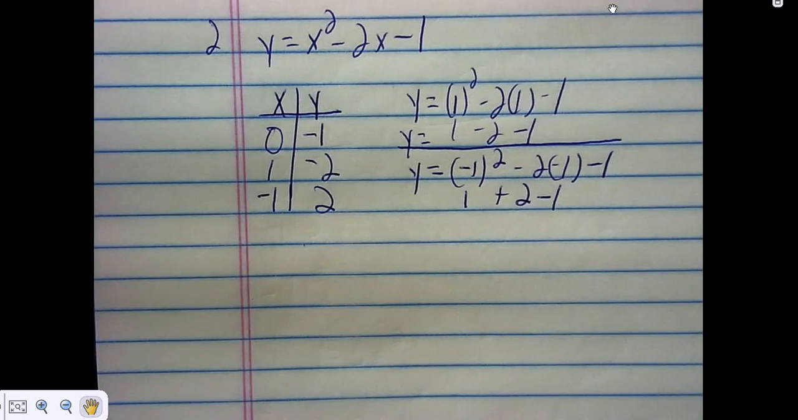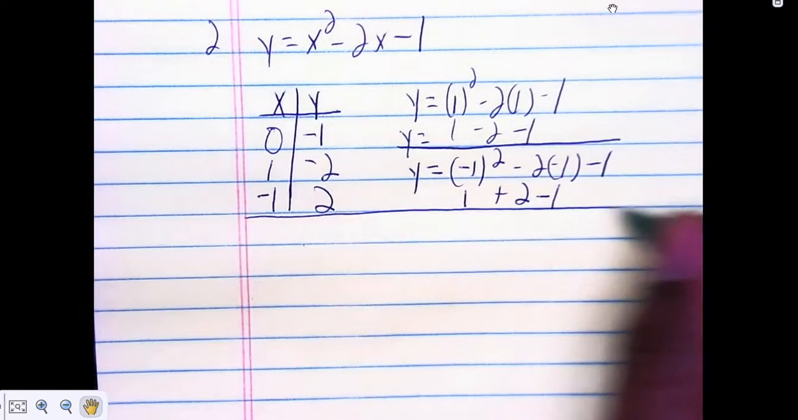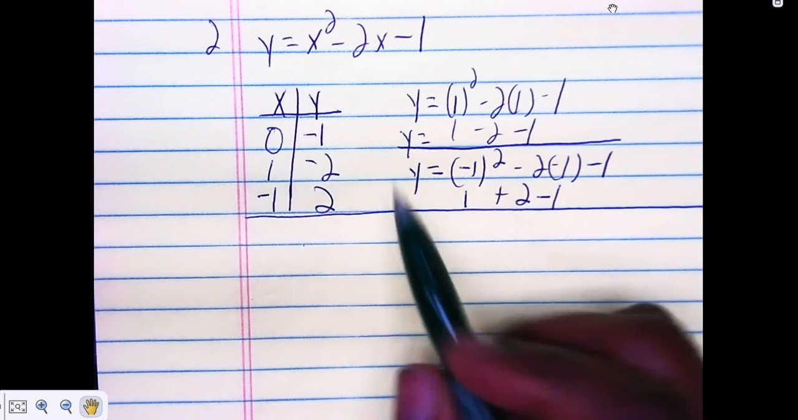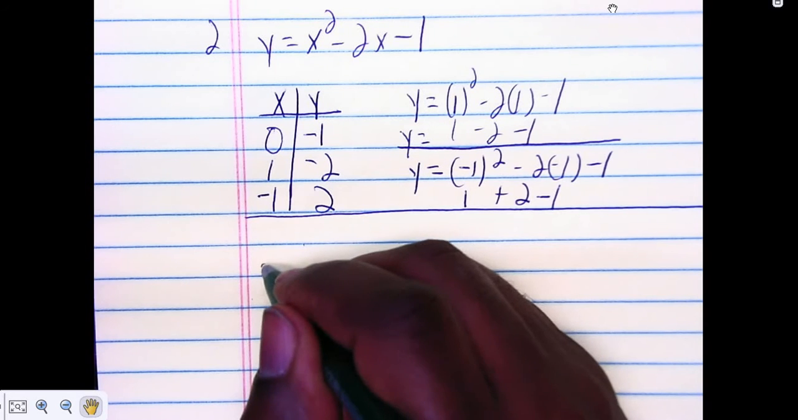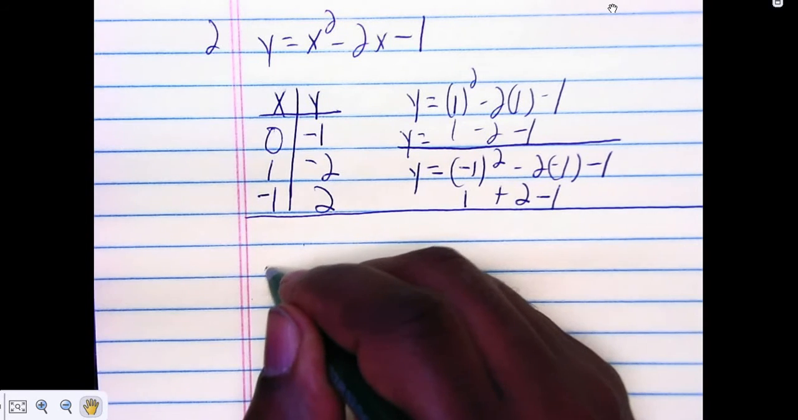What I want to do is go to this problem and work it out the way that I showed you before. I'm not going to show you this table anymore because we need to be able to find the vertex and all that good stuff. So let's start off with the axis of symmetry.